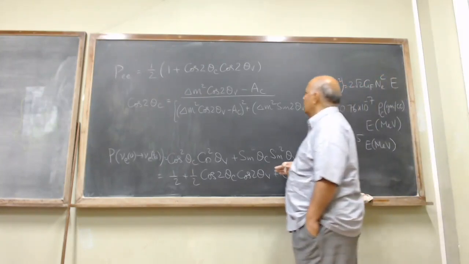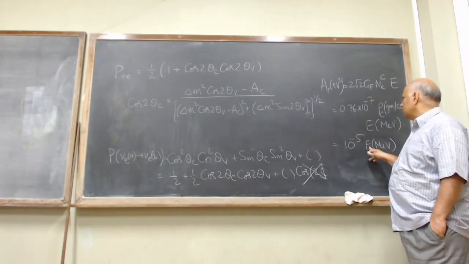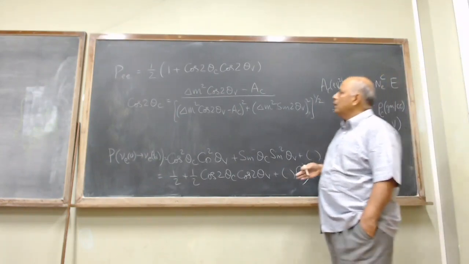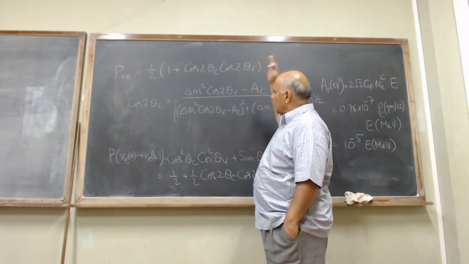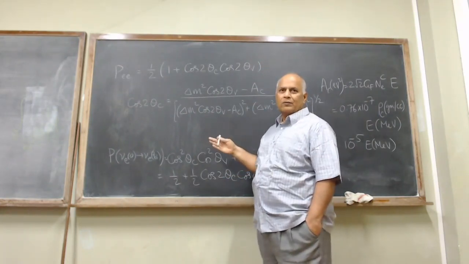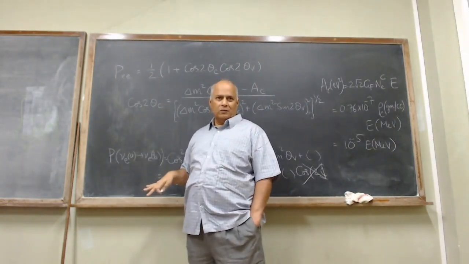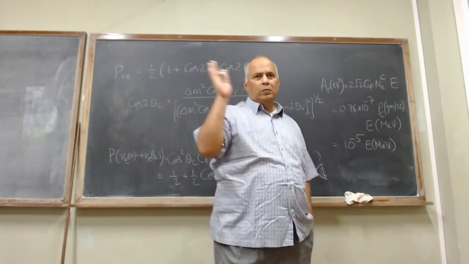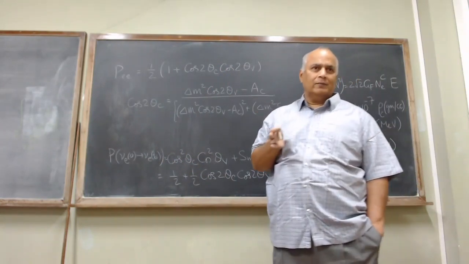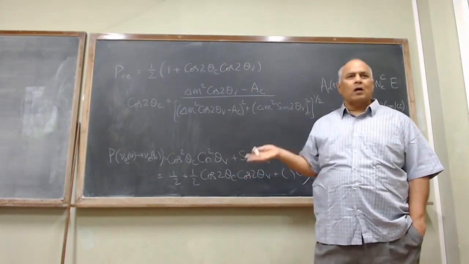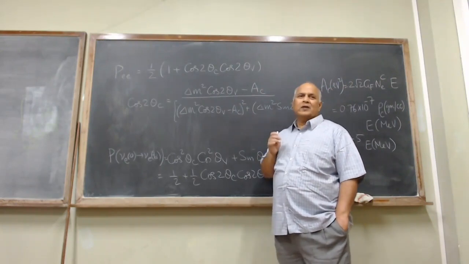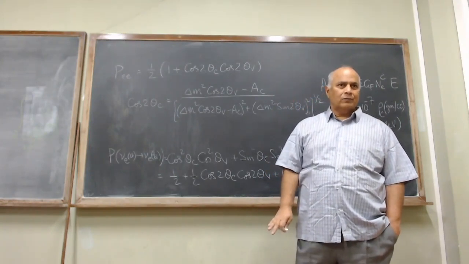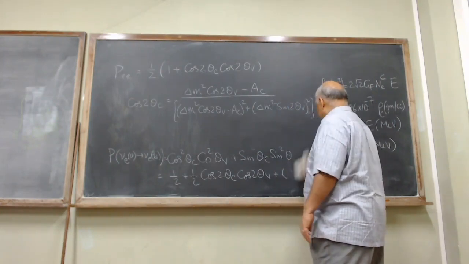So, if E is less than certain cutoff, then cos 2 theta core is positive and PEE for below that cutoff will always be greater than 0.5. Whereas above the cutoff, cos 2 theta c becomes negative, which means PEE falls below half. So you will have this behavior.